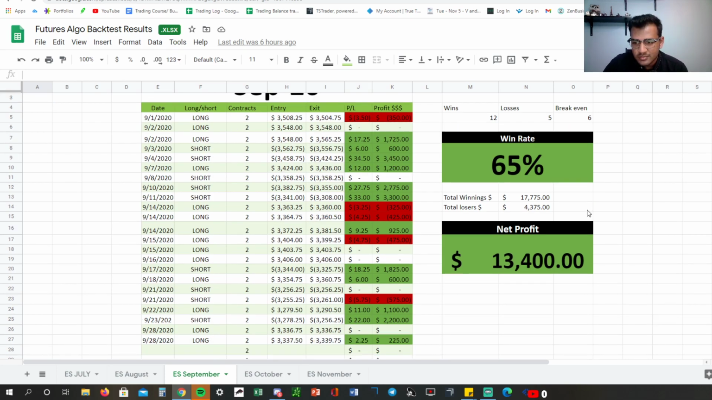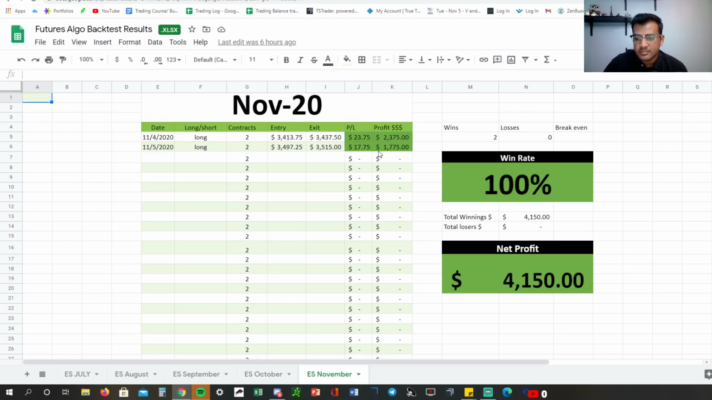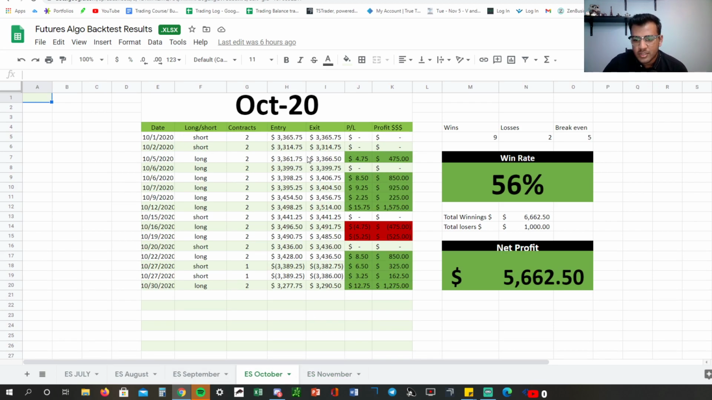And then September, same thing. Win rate's only 65% in this month because we had some more losses, but guess what? We still walked away with a good amount. October, boom. November is still in process, but November's been green so far. Just in 2 trades, we had like 4,000. But October was pretty slow. Obviously, we knew how the market would react in October, so it was slow, but still profitable, right? That's what matters. 56% win rate. And we have break-even trades, losses, and wins. Only had 2 losses, 9 wins, 5 break-even.